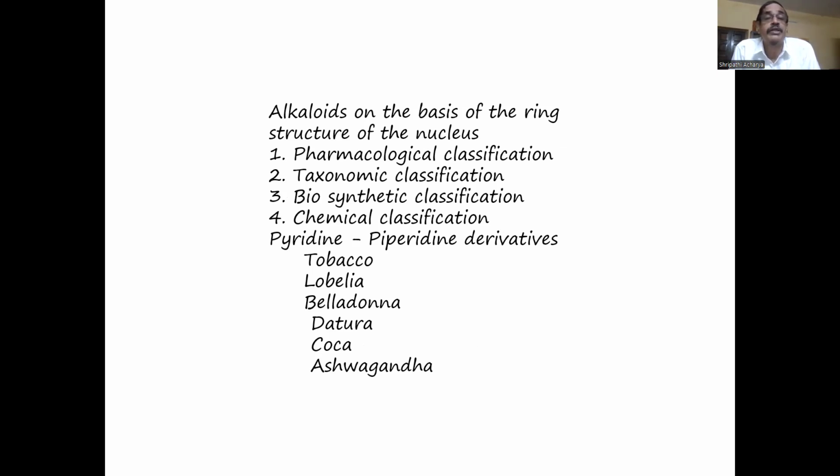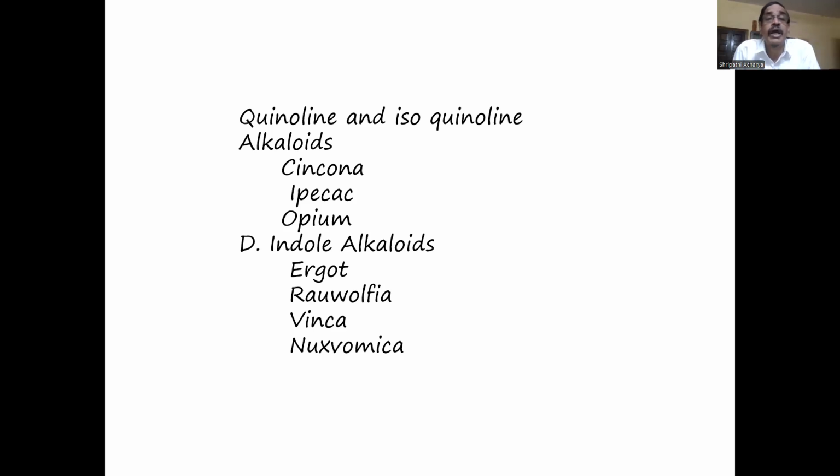Alkaloids on the basis of the ring structure of the nucleus. Number 1. Pharmacological classification. Number 2. Taxonomic classification. Number 3. Biosynthetic classification. Number 4. Chemical classification. Pyridine, piperidine derivative. Examples: tobacco, lobelia, belladonna, datura, coca, and ashwagandha. Quinoline and isoquinoline alkaloids. Examples: cinchona, ipecac, and opium. Indole alkaloids. Examples: ergot, rauwolfia, vinca, and nux vomica.